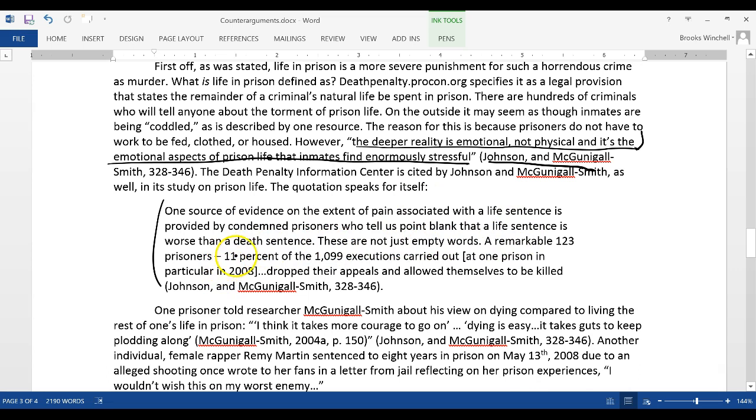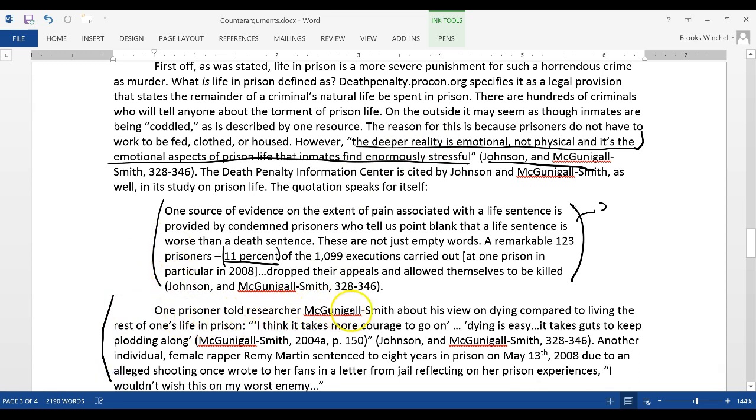A remarkable 123 prisoners, 11% of the 1,099 executions carried out at one prison in particular in 2008, dropped their appeals and allowed themselves to be killed. So here's an example of prisoners who actually don't like life in prison, dropping their appeals and allowing themselves to be murdered. So here's an example of a research finding, 11%. So we have an expert opinion and a research finding here, and then we have some anecdotal examples.